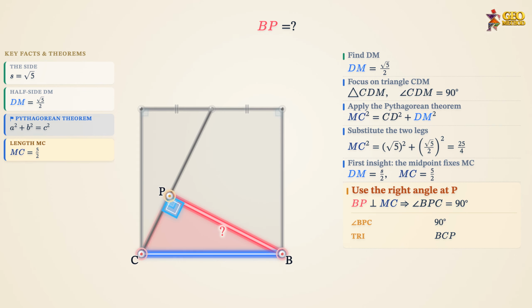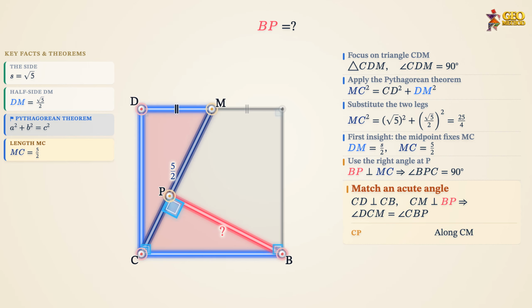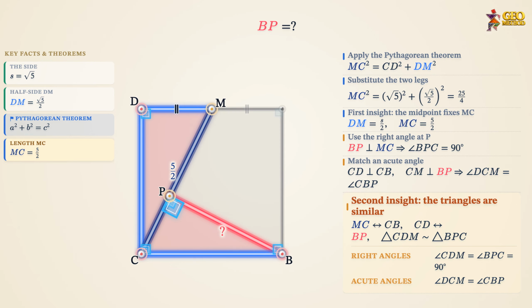Now use the right angle marker at P. It tells us segment BP is perpendicular to segment MC, so triangle BPC is right-angled at P. The square also gives segment CD perpendicular to segment CB. Angles D, CEM, and CBP are acute angles whose corresponding sides are perpendicular, so they are equal. That is the second insight.